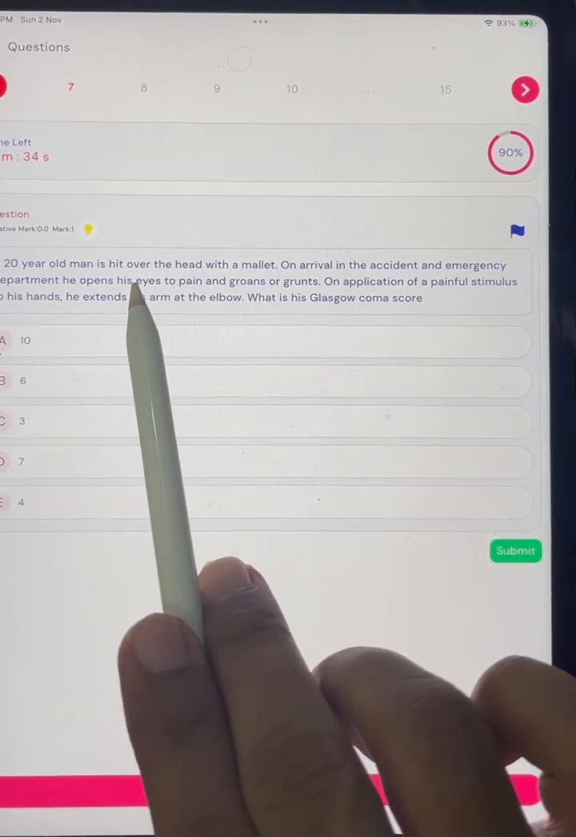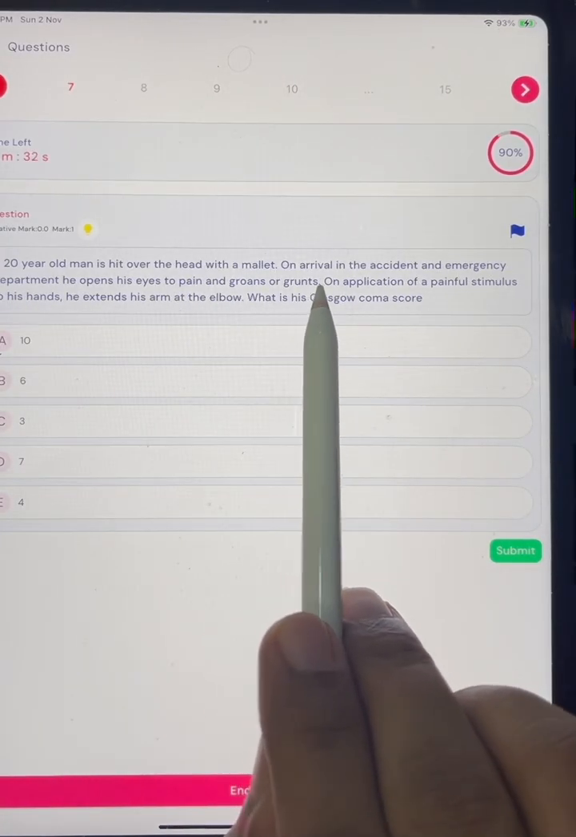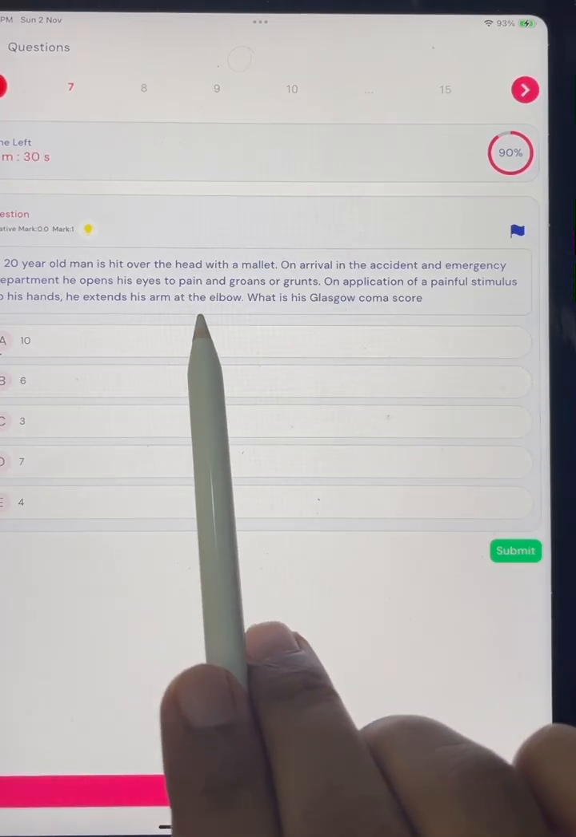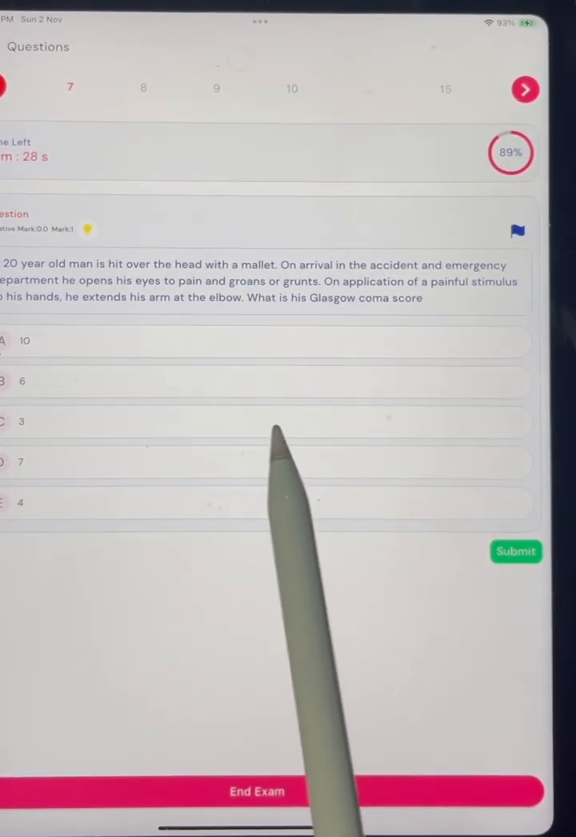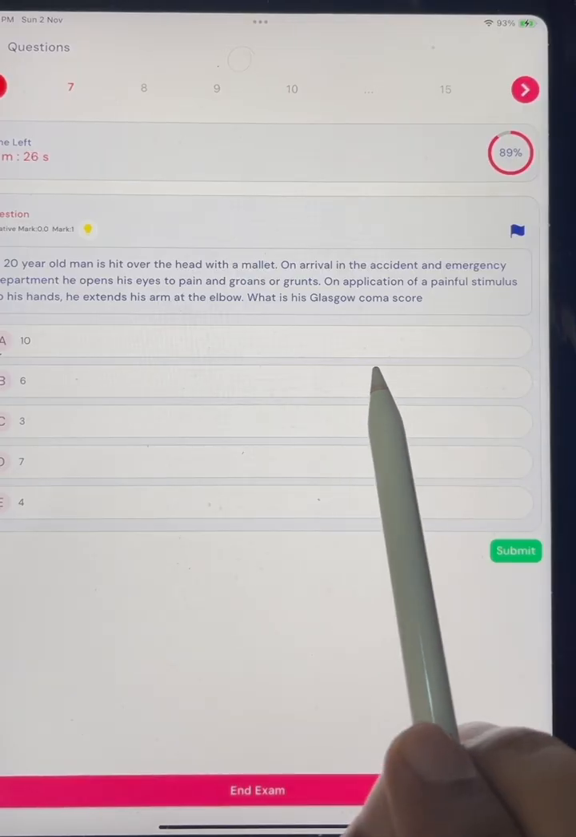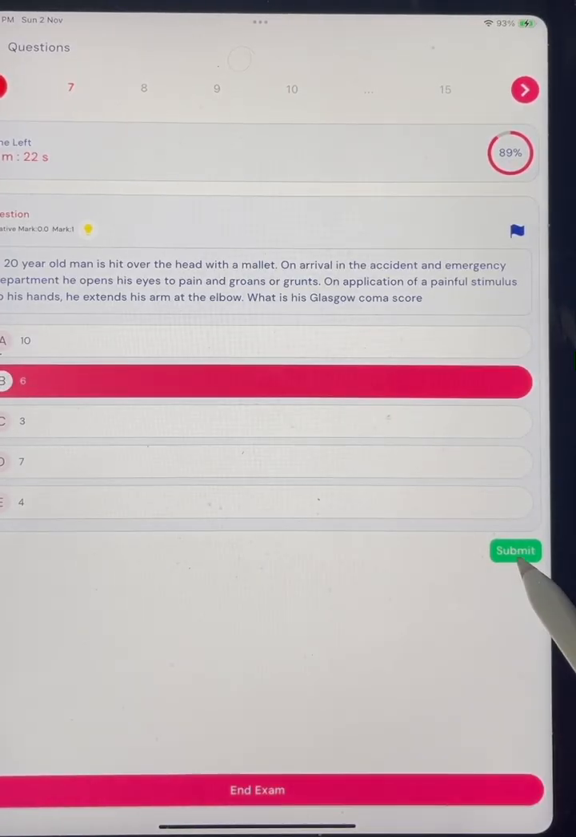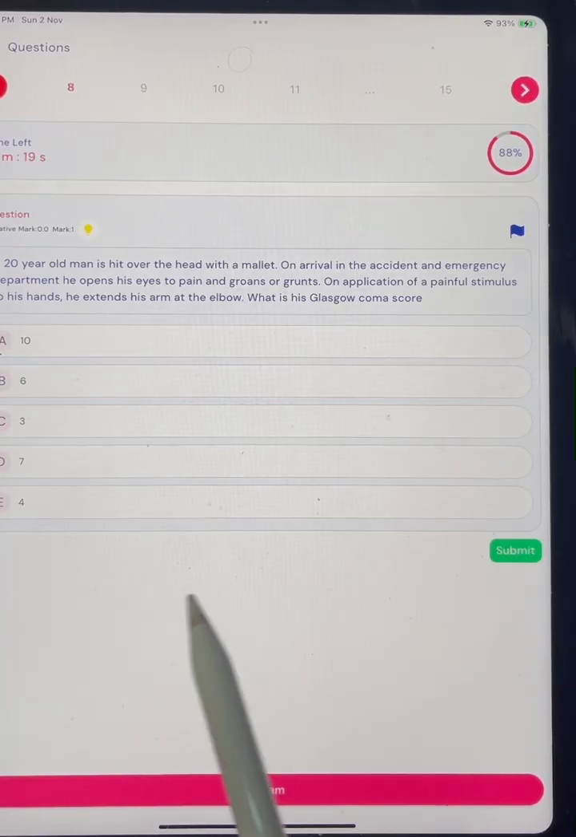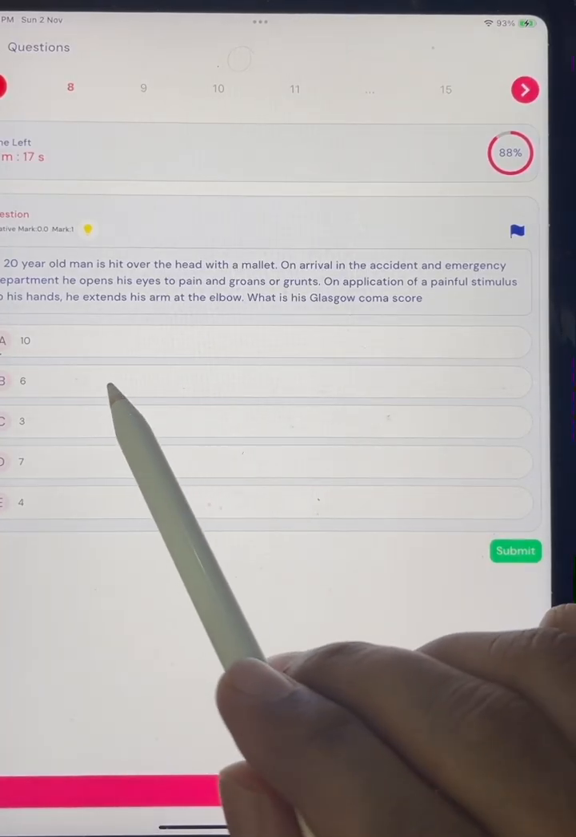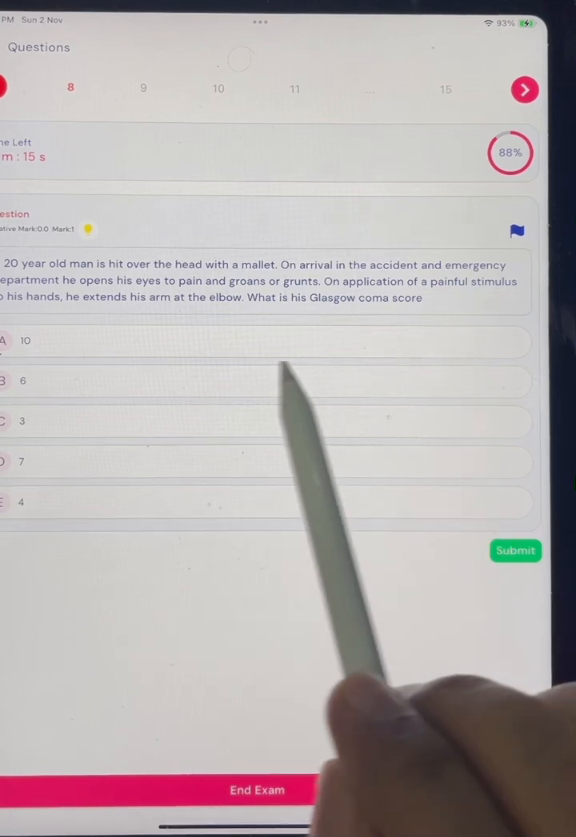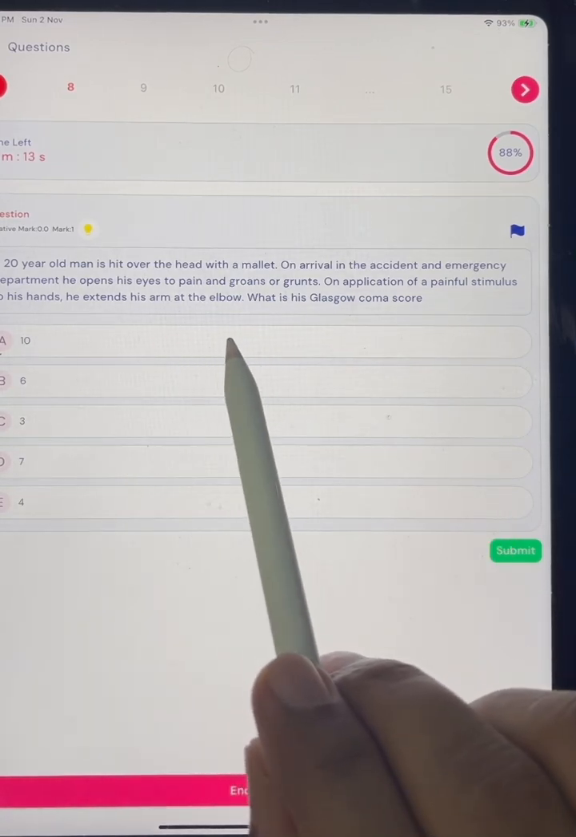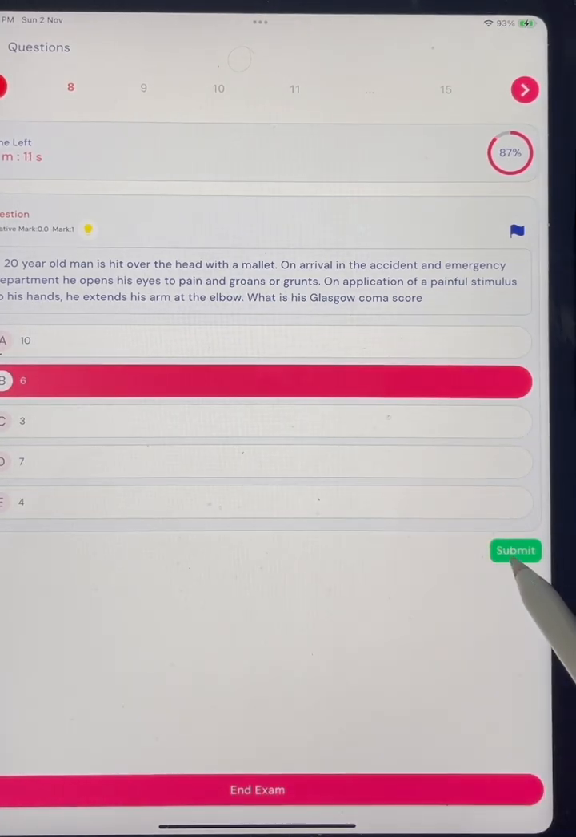A 20-year-old man hit over the head with a mallet. On arrival, opens eyes to pain. Pain is 2, groans is 2, extension is 2. It is 6. Painful stimuli, extends his arms to the elbow. 6, I've done.